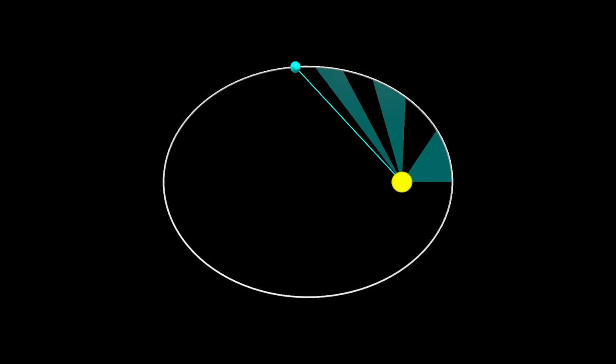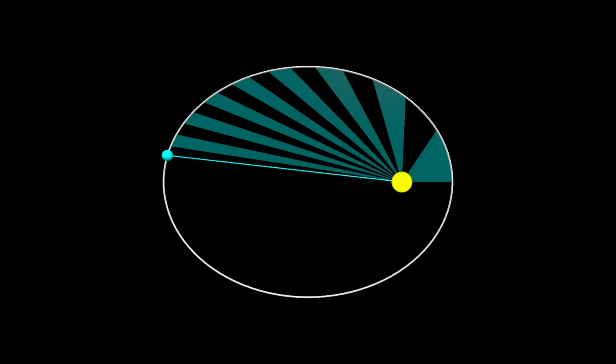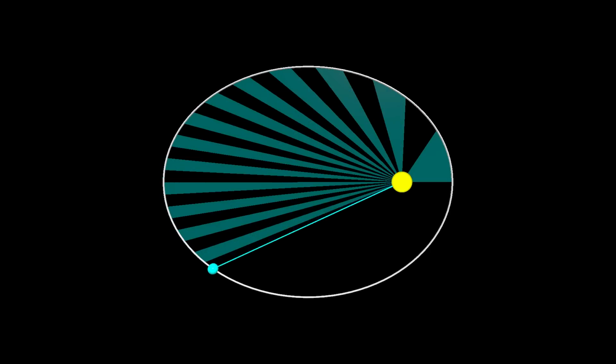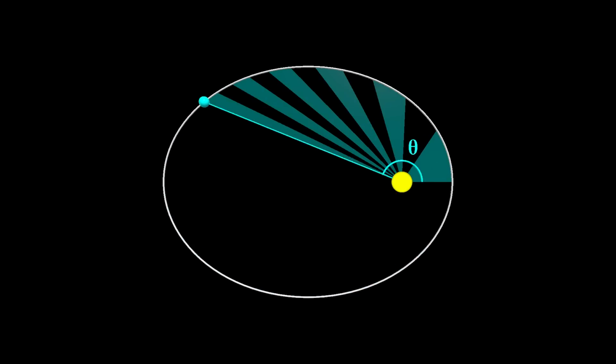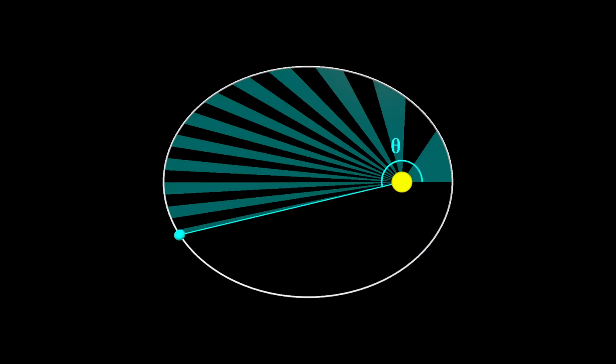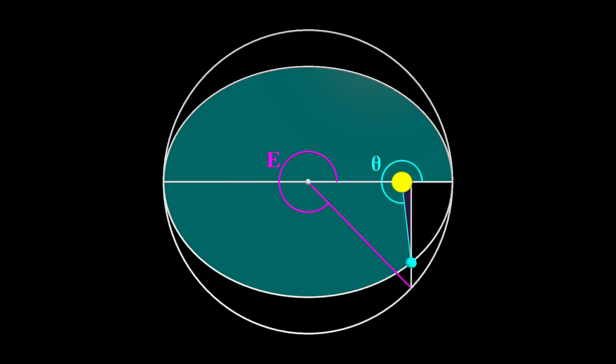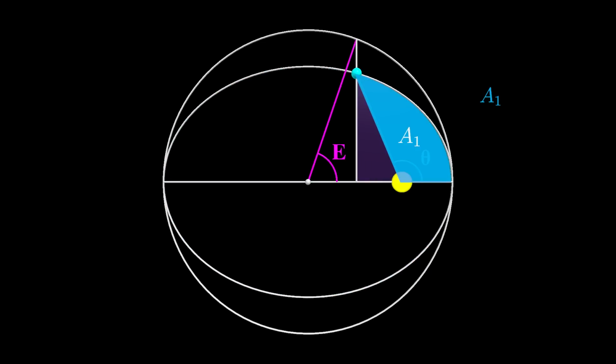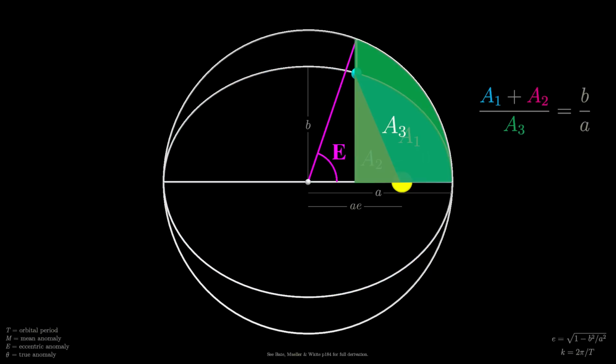This is Kepler's impossible equation. Kepler famously discovered that the planets sweep out equal areas in equal times on elliptical orbits. But to actually use this fact, we have to compute the angle theta that the planet makes to the body it's orbiting. Inscribing Kepler's ellipse into a circle, we can show that the area swept out by the planet, plus this extra triangle, is proportional to the area that would have been swept out on a circular orbit.